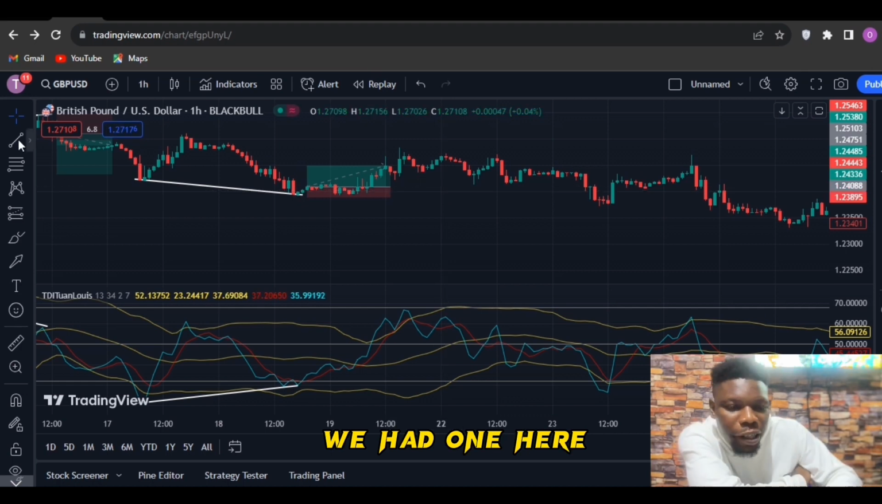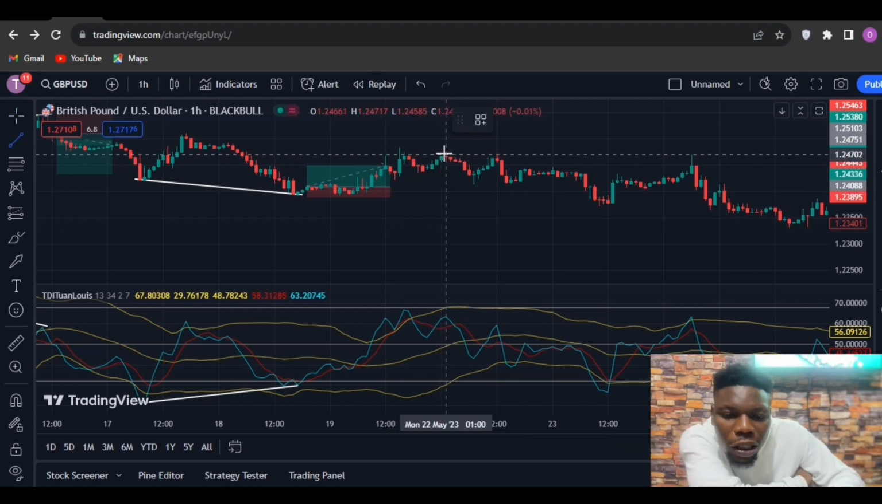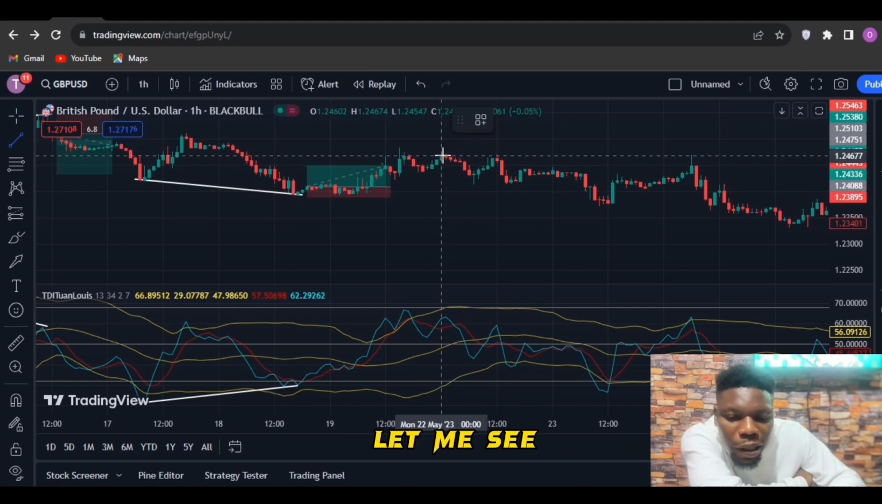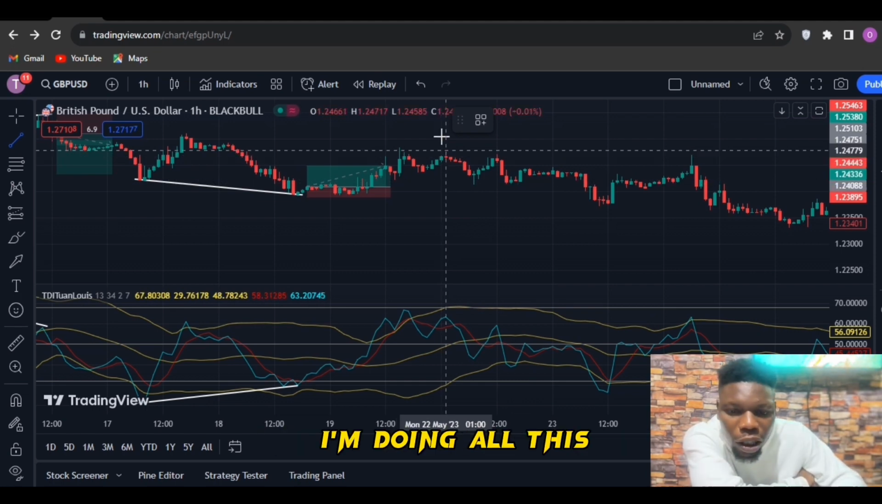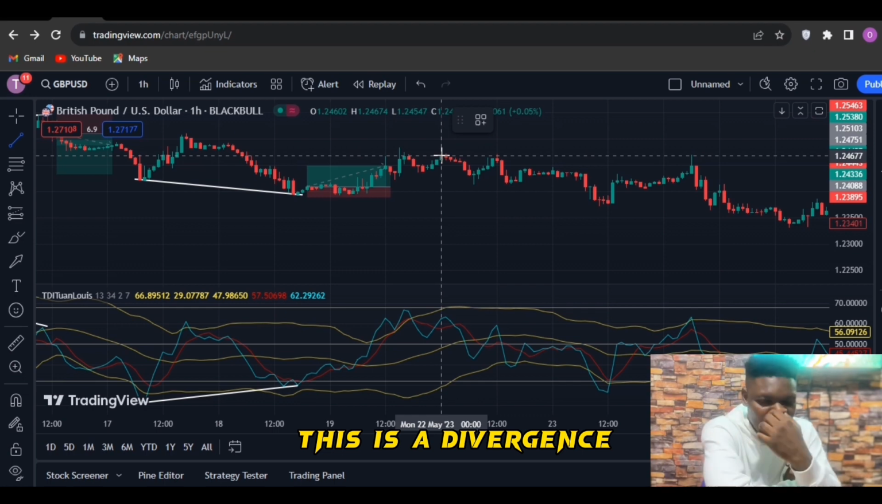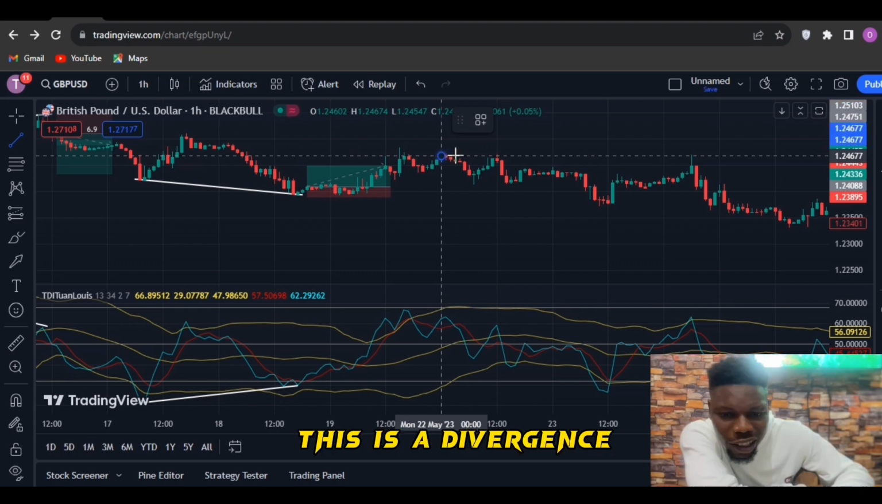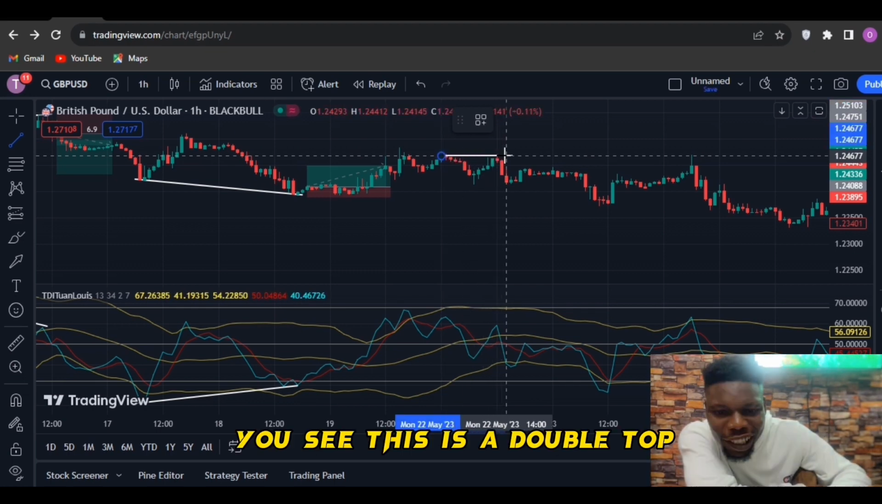We had one here. It should be the final one. Divergence here. Let me see. This wasn't a divergence, guys. This is a divergence. You see, this is a double top.